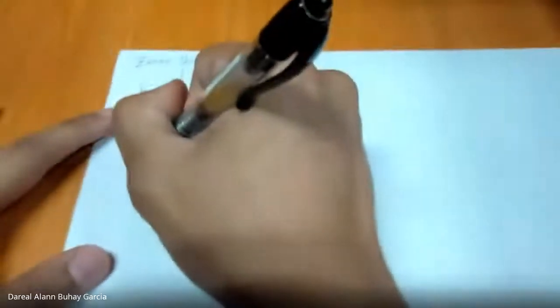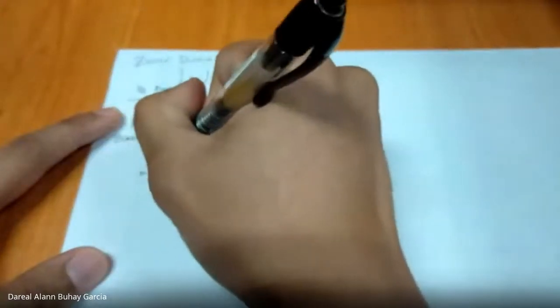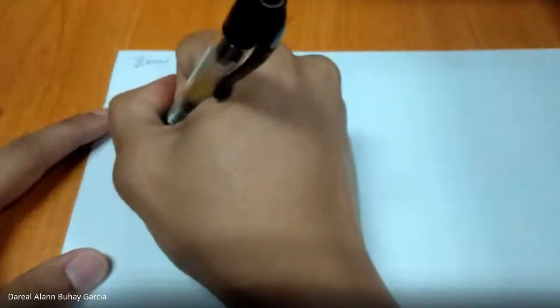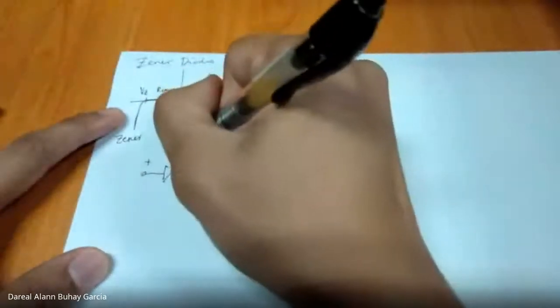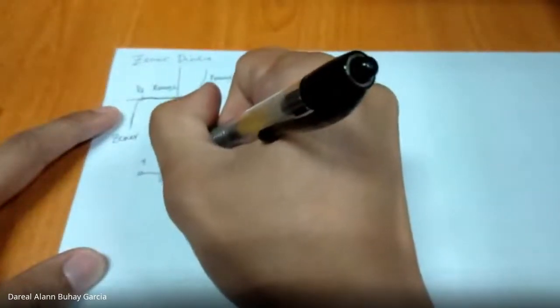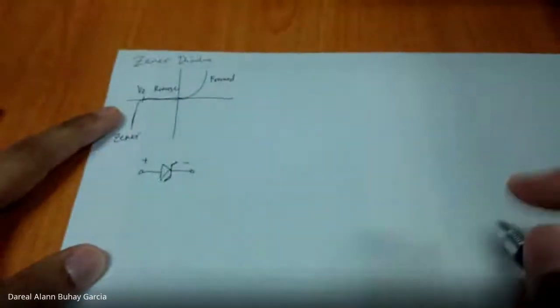So our Zener diode looks like this. Its schematic is almost the same as our regular diode. It also has negative and positive terminals. But the bar is bent, it is a little curved or something. So this is the schematic symbol for Zener diodes.